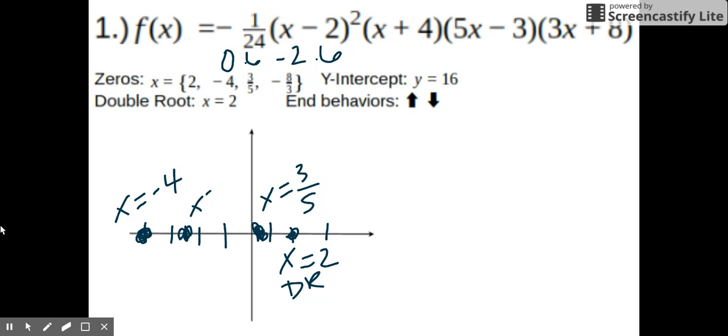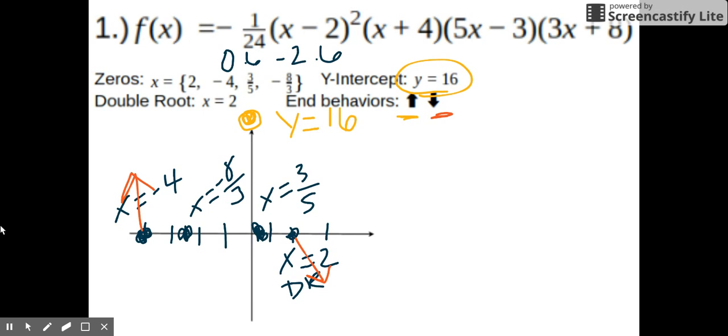So x equals -8/3. And then the last thing I have to put on my graph is the +16. So that's going to be up here somewhere. So y equals 16. Remember, this is just a sketch, so it's okay if it's not nice and neat to scale. So now I know my leftmost point should be facing up, and my rightmost point should be facing down.